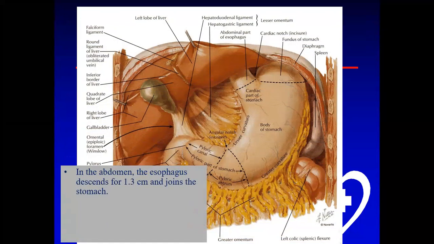In the abdomen, the esophagus is very short, as we said. Once it enters through the diaphragm, the abdominal part of the esophagus is very short before it opens into the stomach. In the abdomen, the esophagus descends for 1.3 centimeters and joins the stomach. Anteriorly, it is related to the left lobe of the liver. As you can see here, this is the liver, this is the right lobe, this is the left lobe. Only when you lift it, you can see the esophagus.